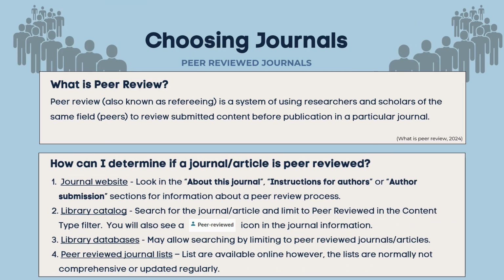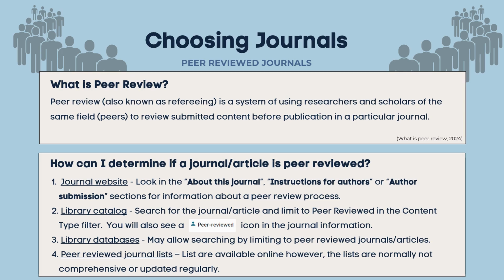Choosing journals: peer-reviewed journals. As a quick reminder, peer review, also known as refereeing, is a system of using researchers and scholars in the same field, also known as peers, to review submitted content before publication in a particular journal in the same field. How can I determine if a journal is peer-reviewed?